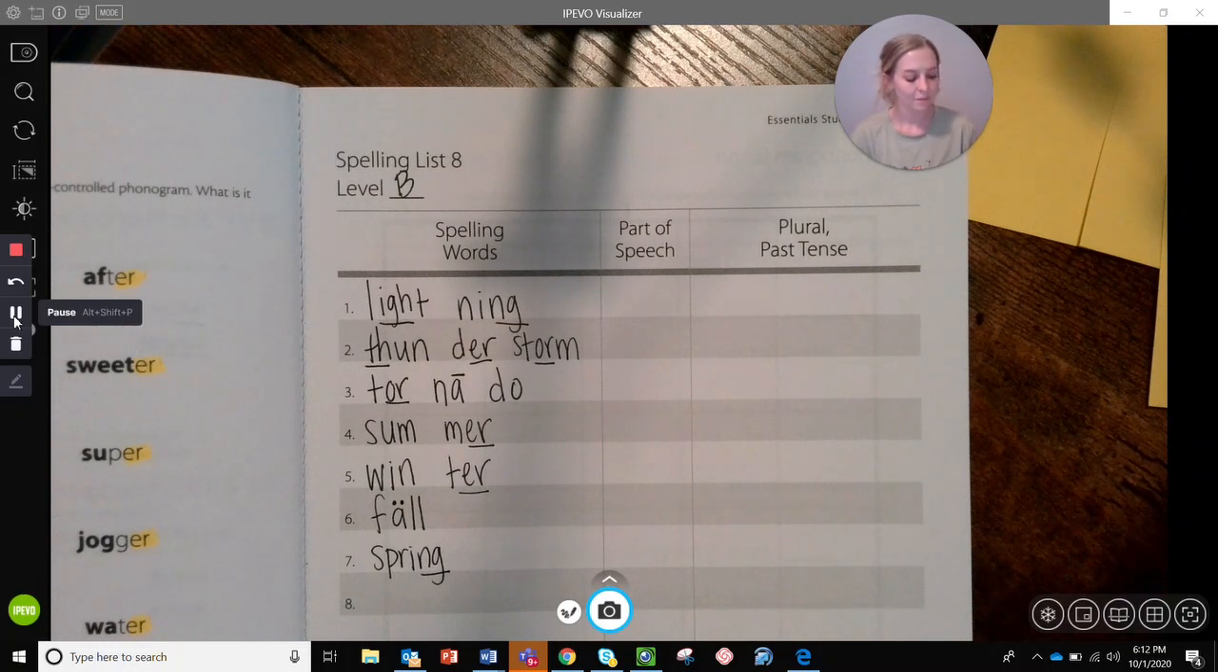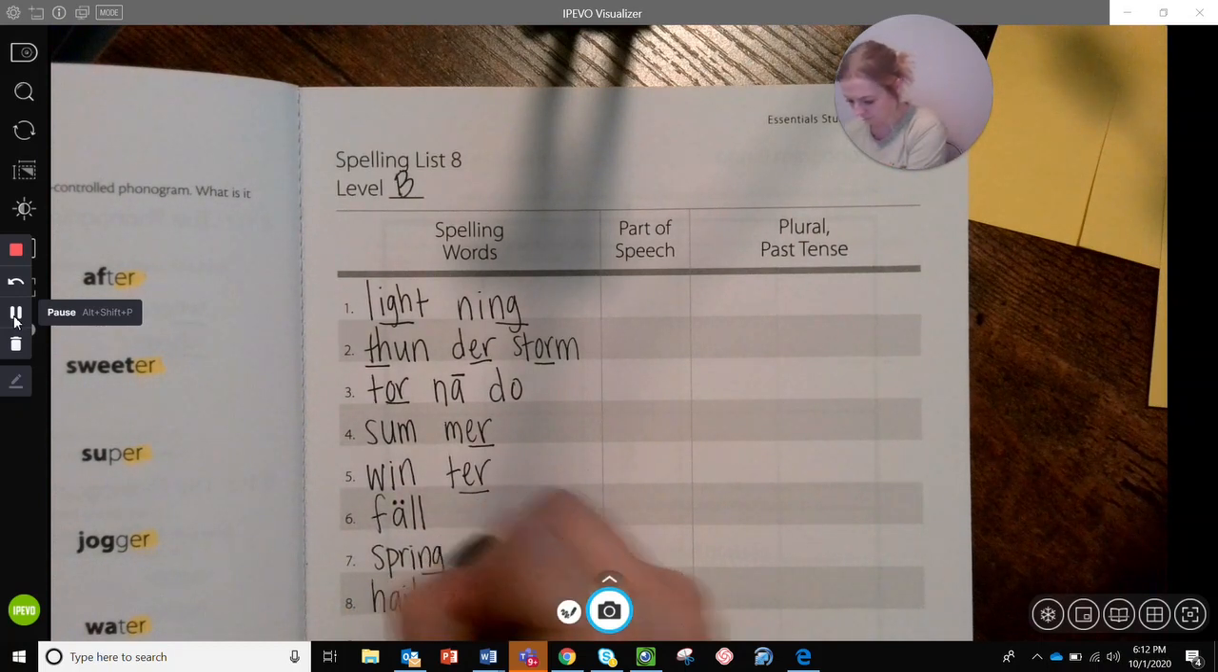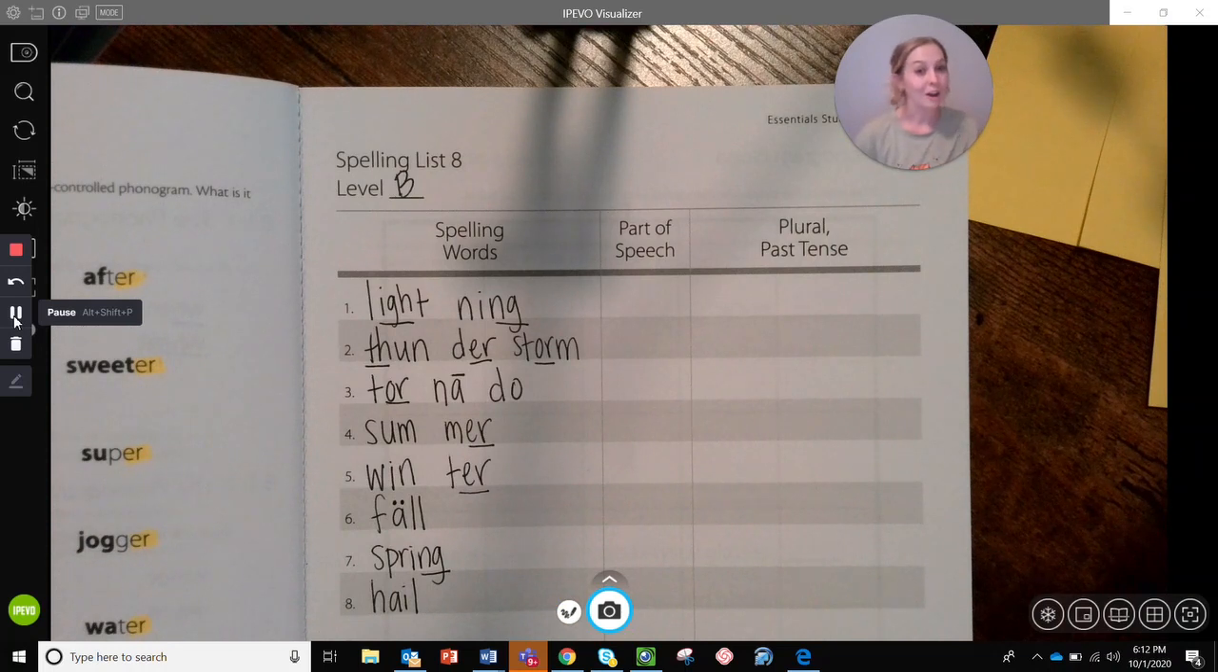Hail. A, that may not be used at the end of English words. L. Underline our phonogram. Good job. Number 9, blizzard.